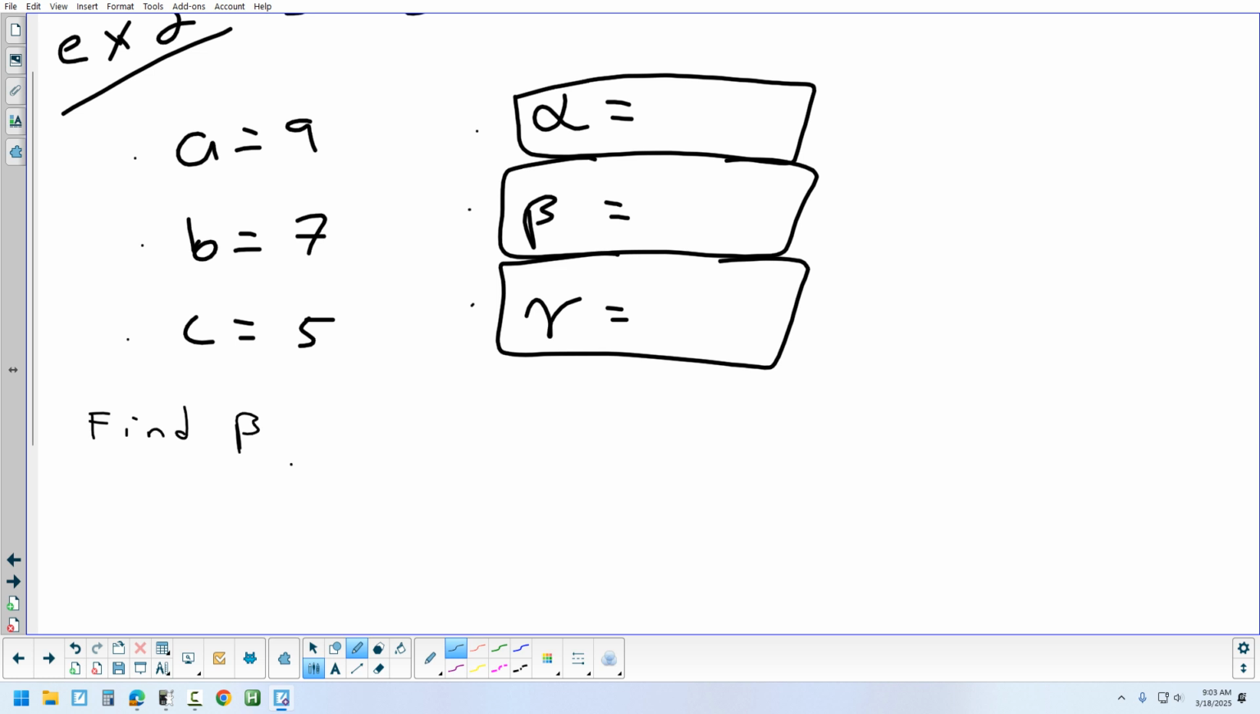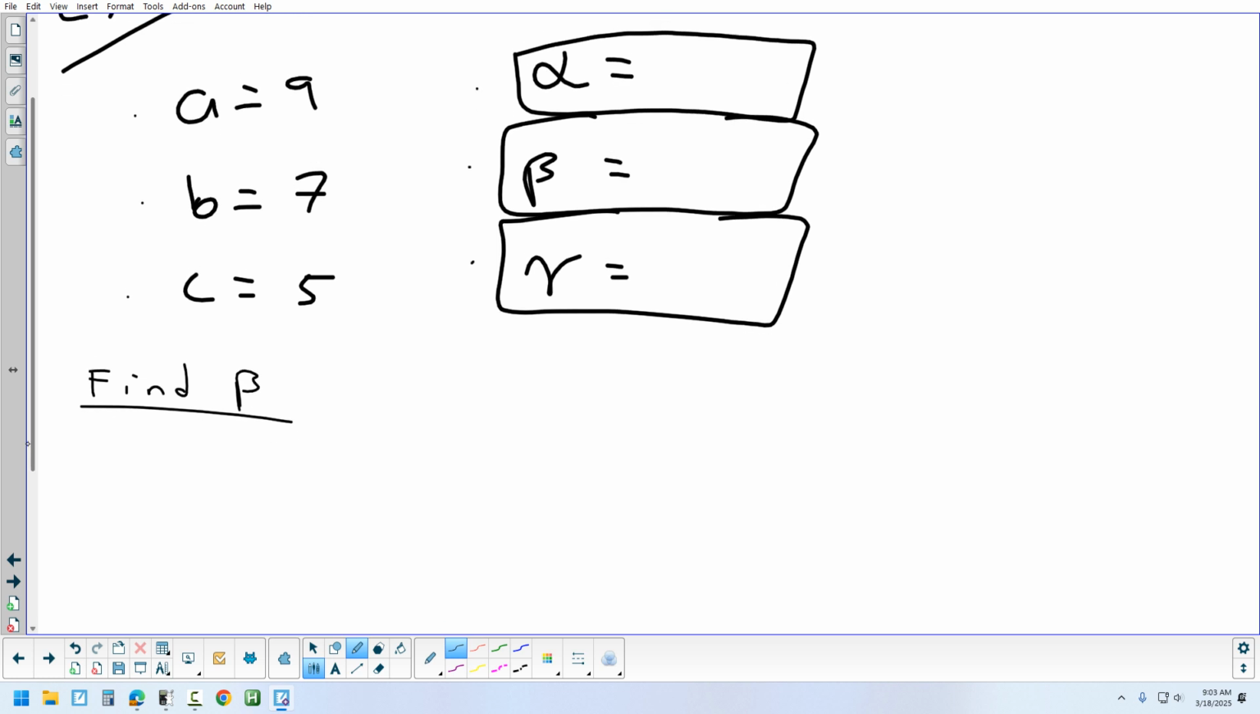When you have all the sides, you can choose any angle first. Doesn't matter. How does the law of cosine start out that has beta for the angle? Yep. b squared equals a squared plus c squared minus 2ac. 2a and c, yep. Times cosine of beta.